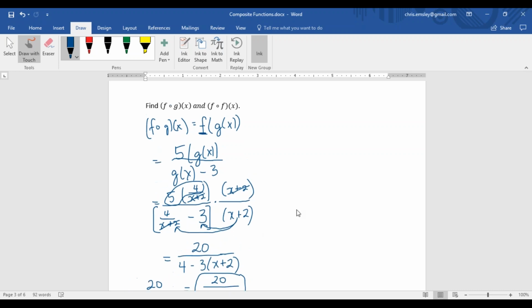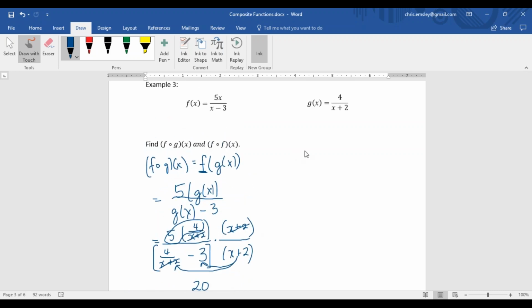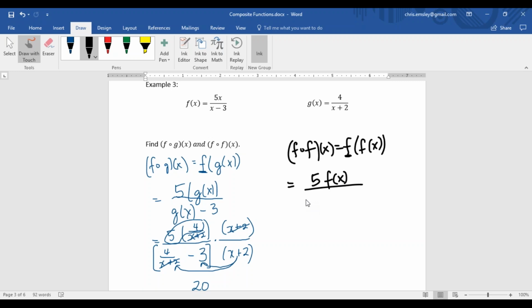With these same two functions, let's take a look at f of f of x. Use a different color here. Okay, this time f is the outside function and the inside function. Procedure is the same, we just have to keep everything straight here. So we start with the function f, and f says 5 times your input, which in this case is also f, divided by your input, minus 3. Okay, that was applying the outside function.